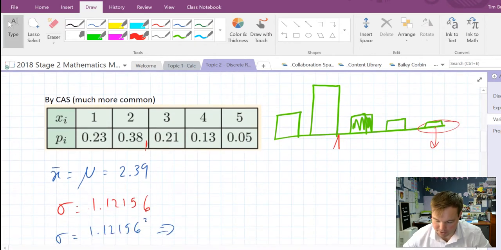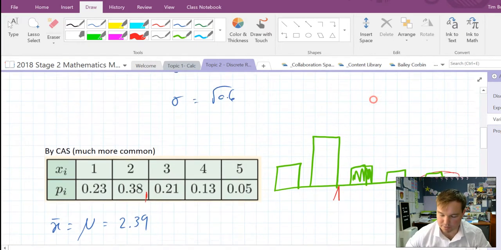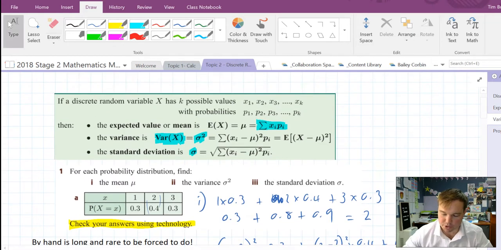So get used to setting up those settings in CAS. We use it far more than by hand, but you also should be happy using the formulas up above. I think that was it.